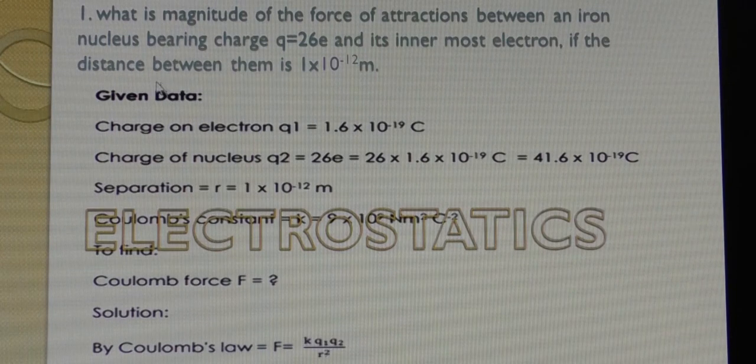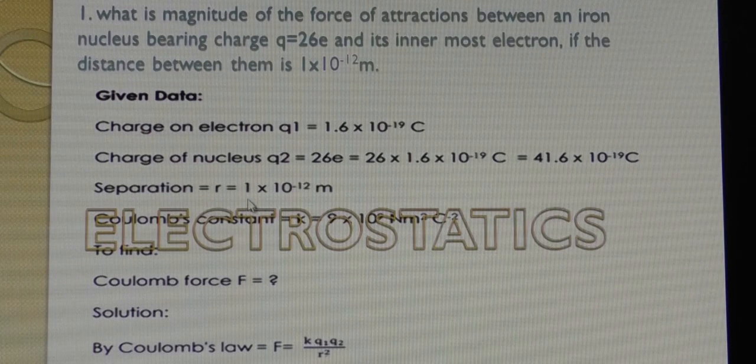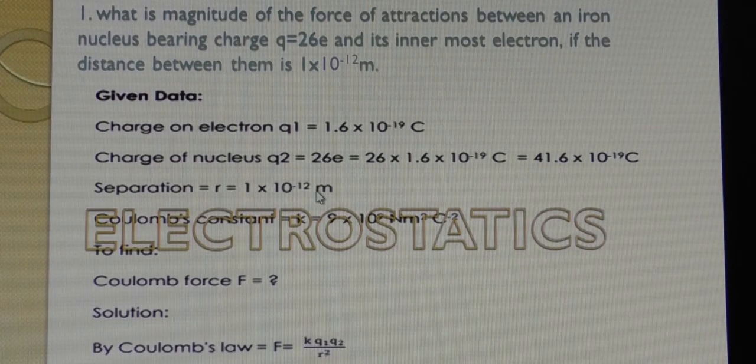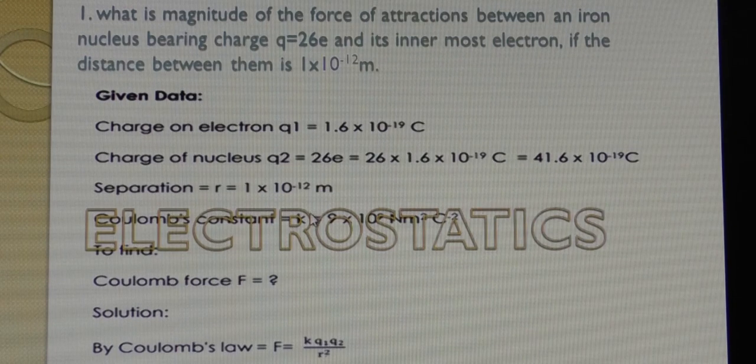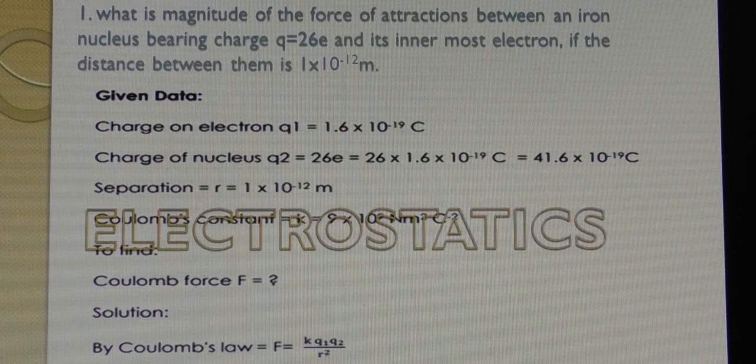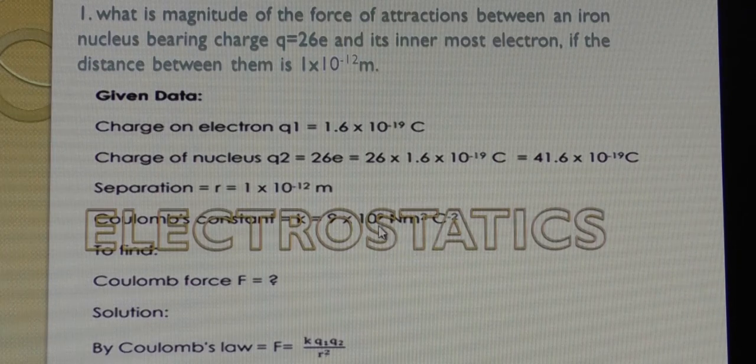Okay, what is the separation between the two charges? Which two charges are we talking about? That is the nucleus and the electron. So what is the separation? 1 into 10 to the power minus 12 meter. All right. And we all know K, the Coulomb's constant, 9 into 10 to the power 9 Newton meter square over Coulomb square. It is always given.